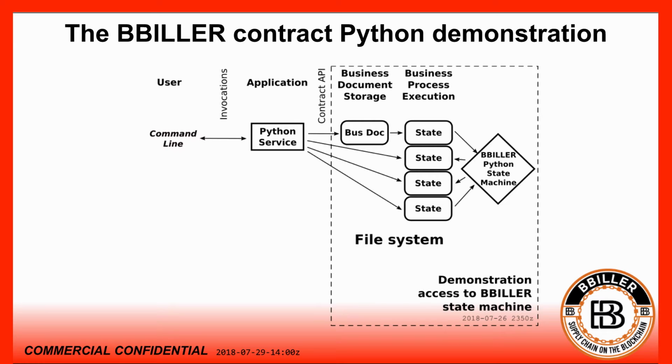In this demonstration, the implementation is in a file system and not in an actual blockchain. The Contract API is fully implemented in this demonstration, and it provides the interface between a Python service that provides services to a user on the command line. The Contract API encrypts and stores the business document in a different location, and the states are preserved in the file system so they can be reviewed as if they were blocks in the blockchain.